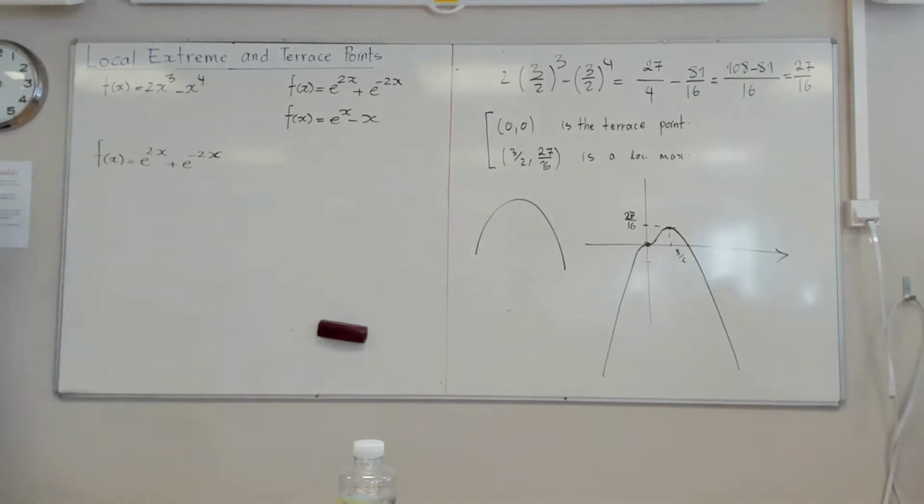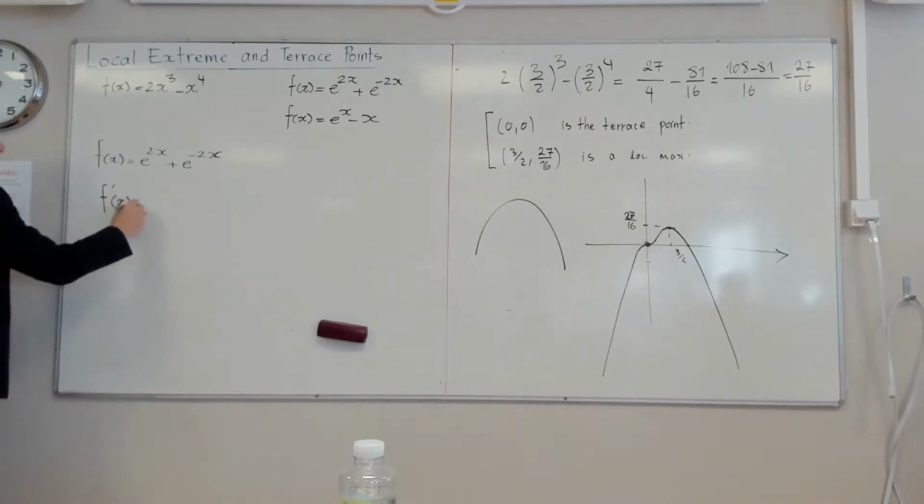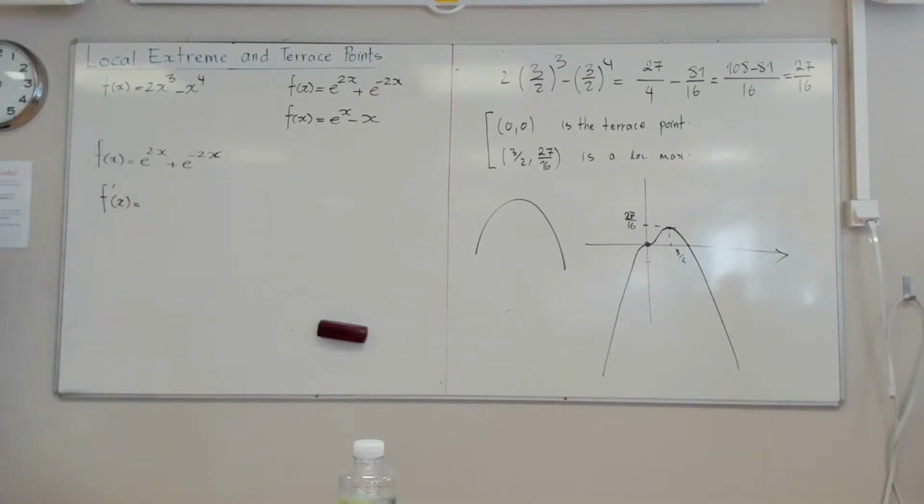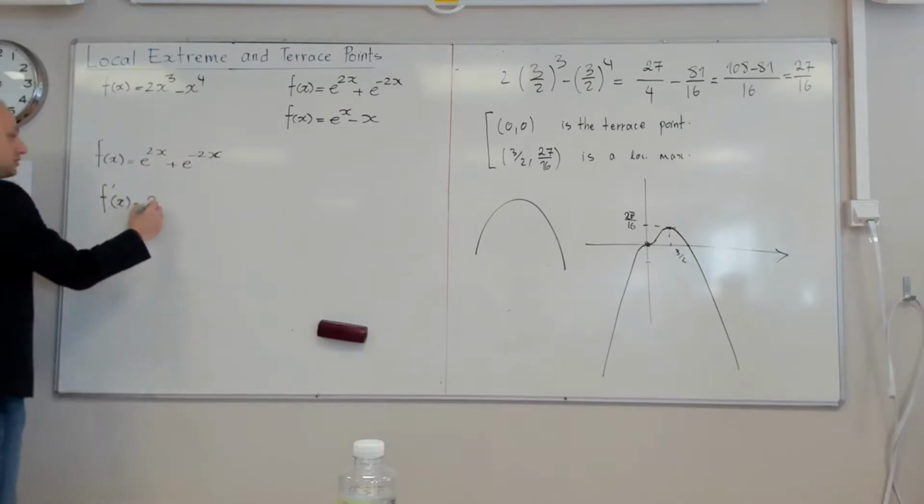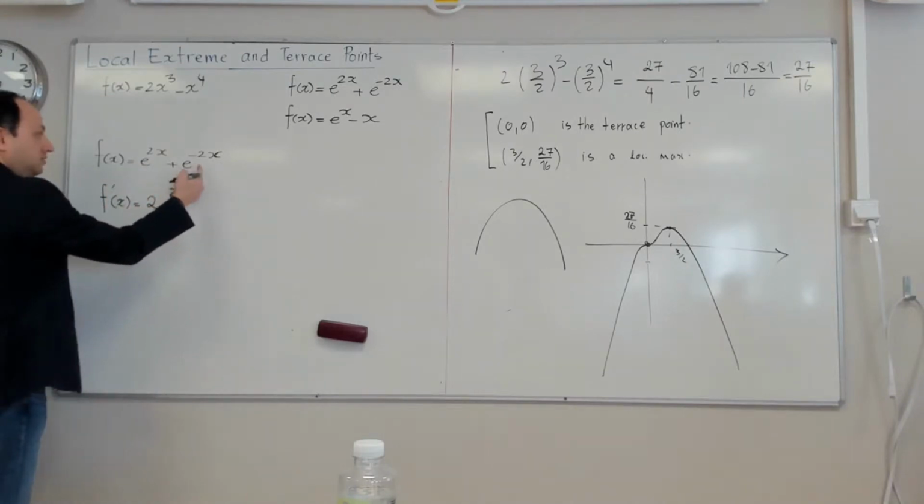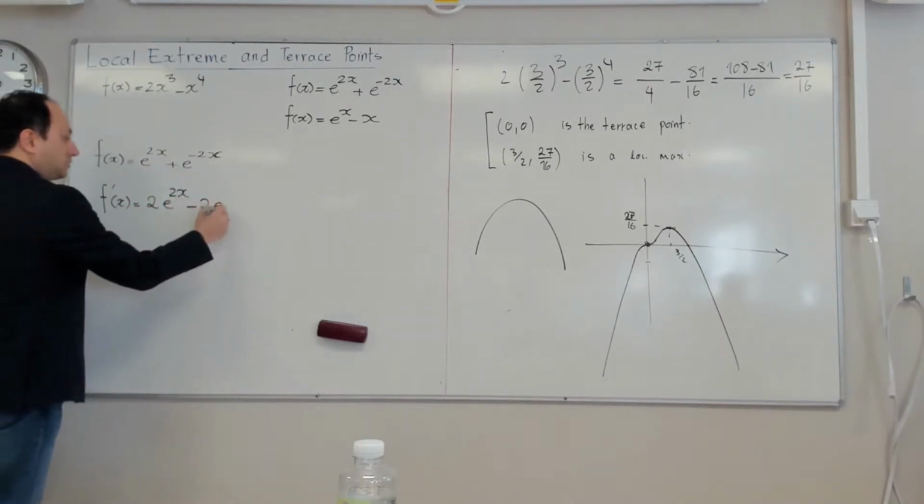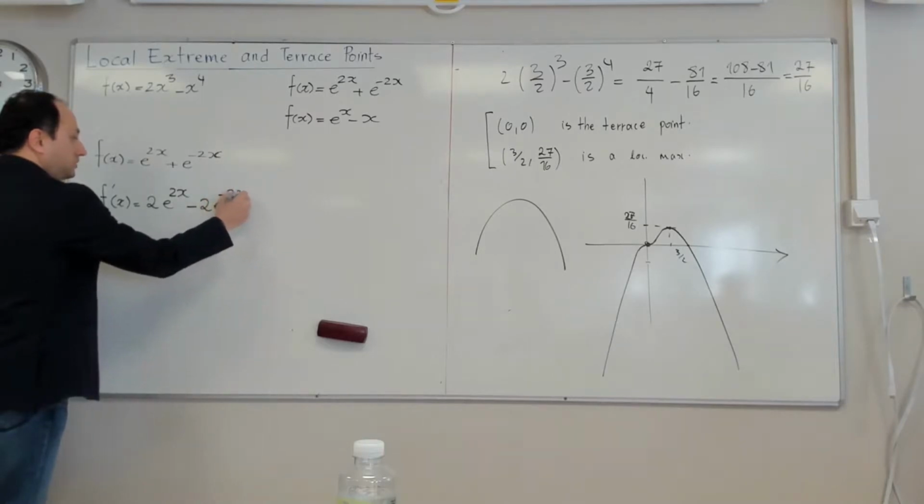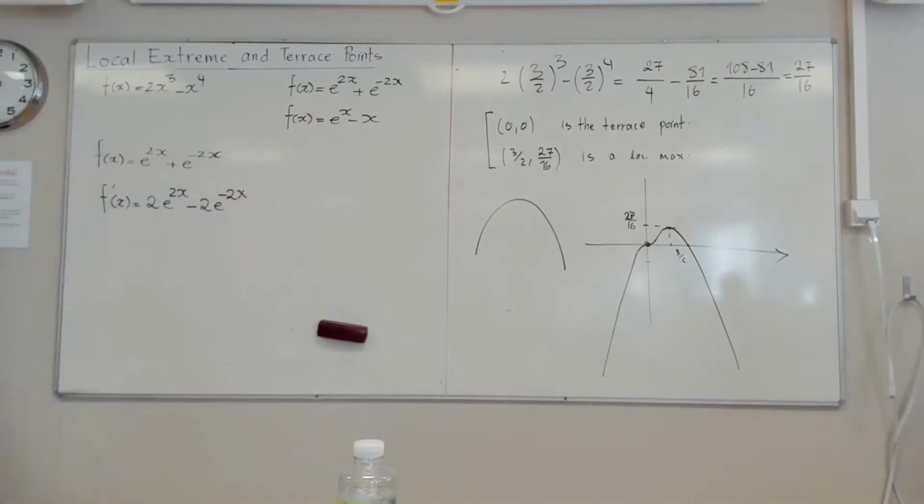Okay, now help me. The first step is to differentiate. For the differentiation, you need to know another rule, the rule of exponential functions, which you already know. The derivative of this function is 2e to power 2x. The derivative of this function is minus 2e to power minus 2x. Everyone agrees? This is the derivative.